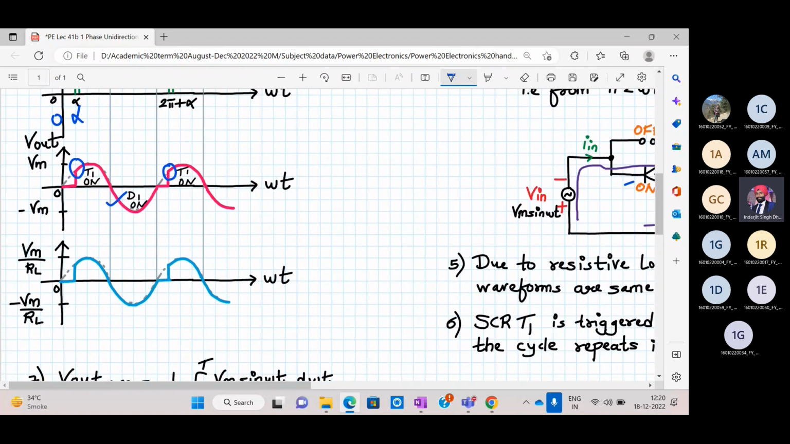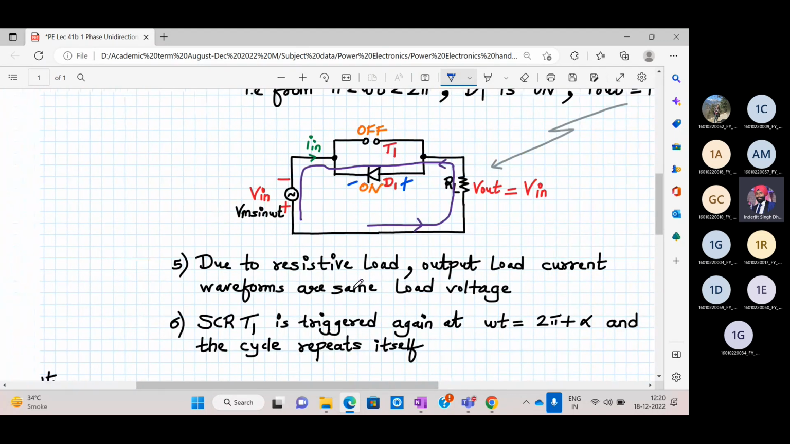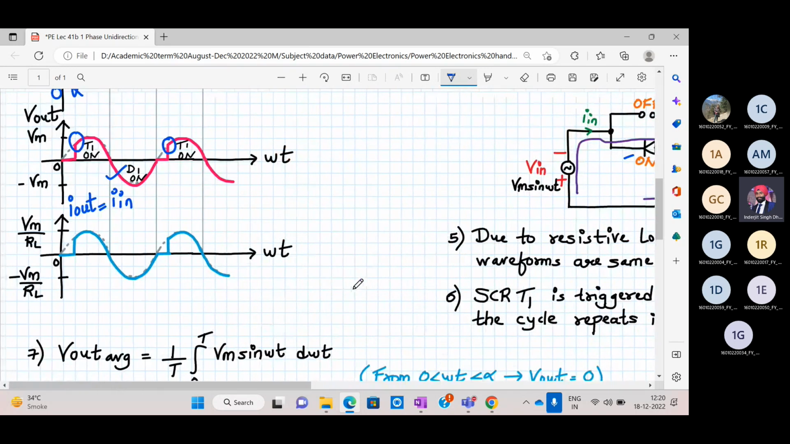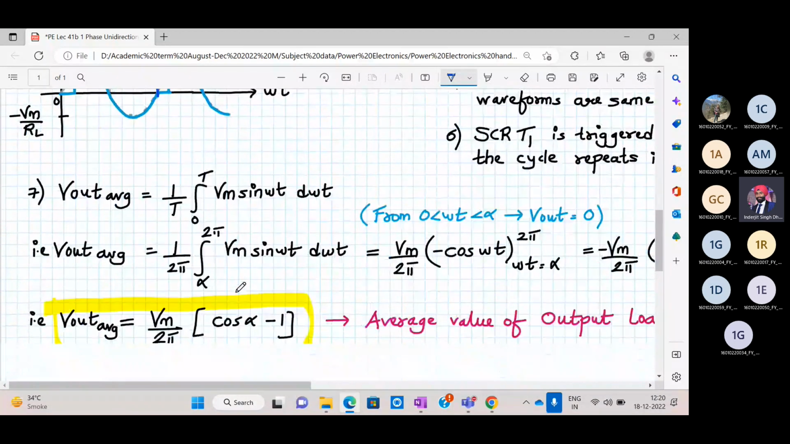And since it is a resistive load, this is the I out current waveform. Actually, that is also equal to the I in waveform. I out and I in waveforms are one and the same. Okay. This is I out equal to I in. All right. And in the resistive load, output load current and voltage waveforms are the same. And again, SCR is re-triggered at 2 pi plus alpha, and then the whole thing repeats itself. So we can calculate the average value.